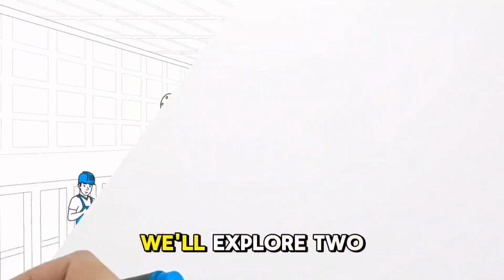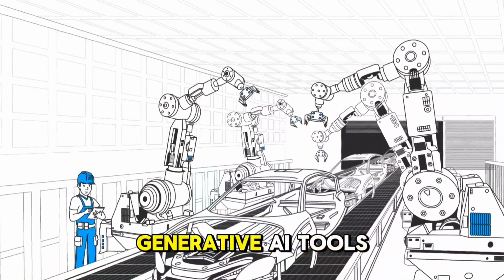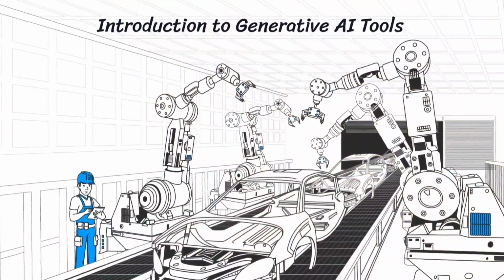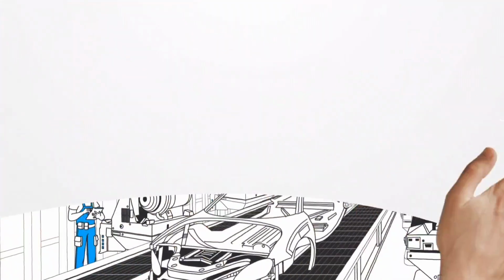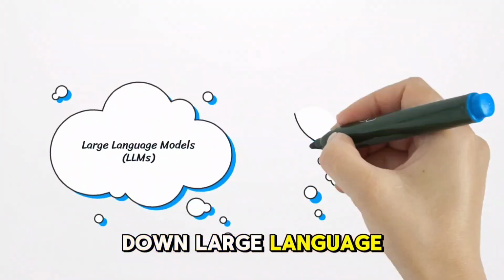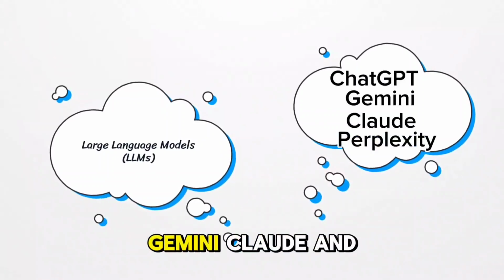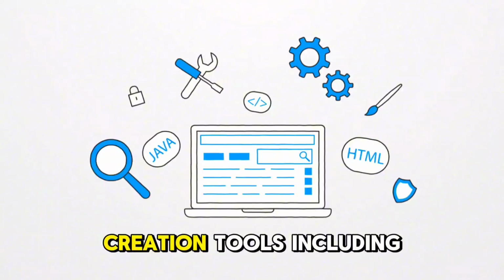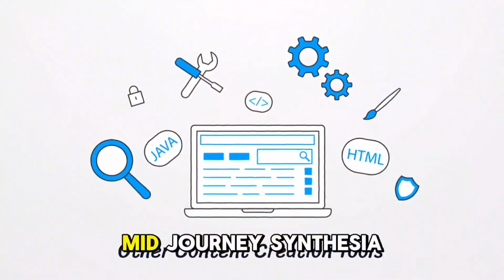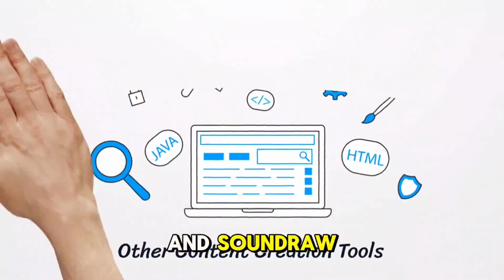In this video, we'll explore two major categories of generative AI tools. First, we'll break down large language models, LLMs, highlighting tools like ChatGPT, Gemini, Claude, and Perplexity. Next, we'll shift to other content creation tools, including DALL-E, Midjourney, Synthesia, and SoundRaw.